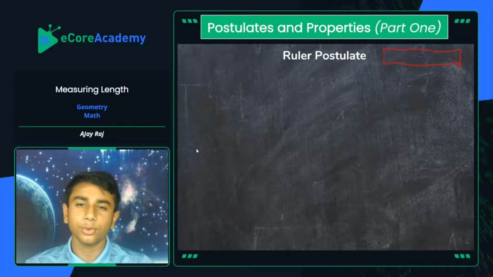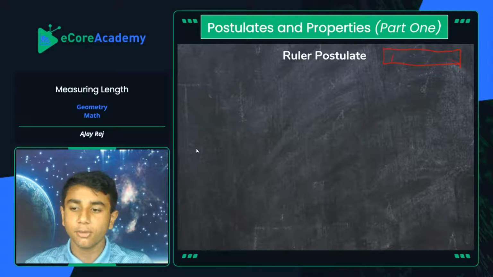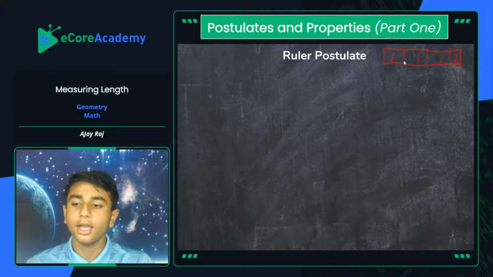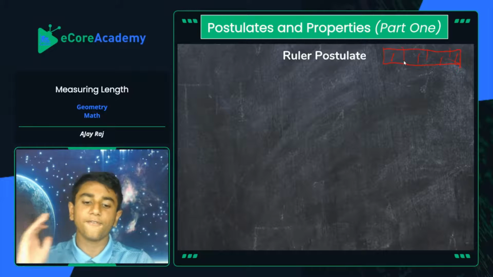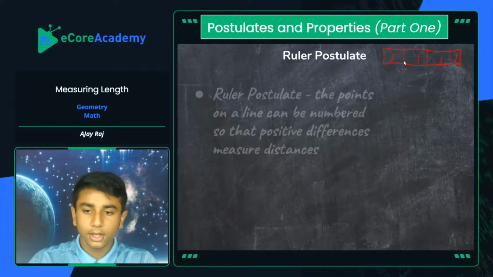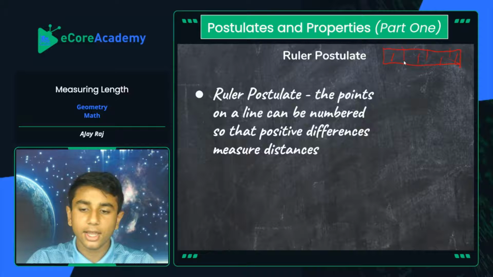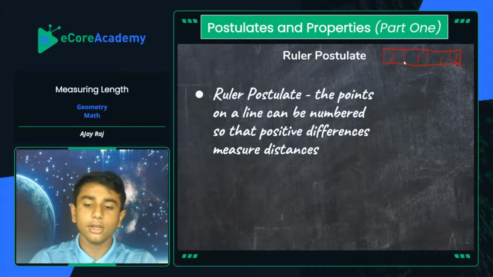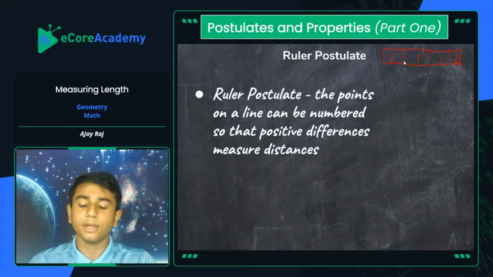It's equivalent to approximately 30 centimeters and 12 inches. It's marked off with different lines on the edges, and that's used to measure. That's physical measurement, and this is not in terms of algebra. This is physical, in real life. So the ruler postulate states that the points on a line can be numbered so that positive differences measure distances.